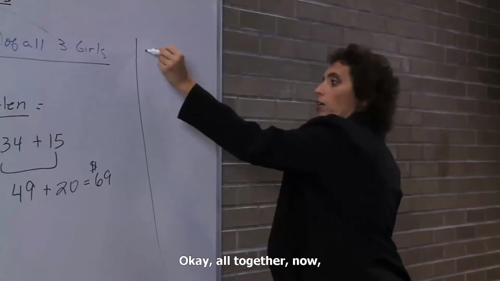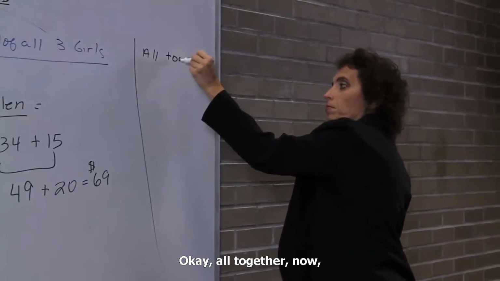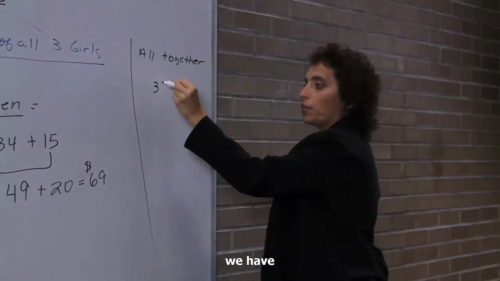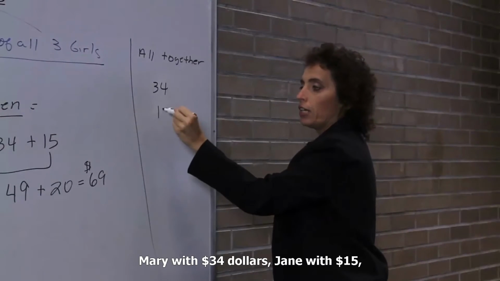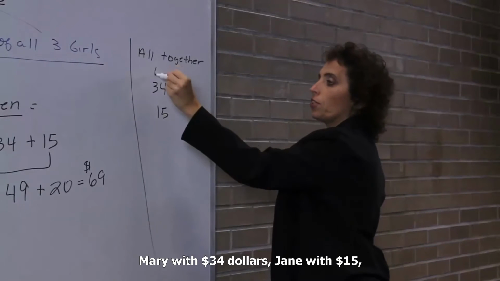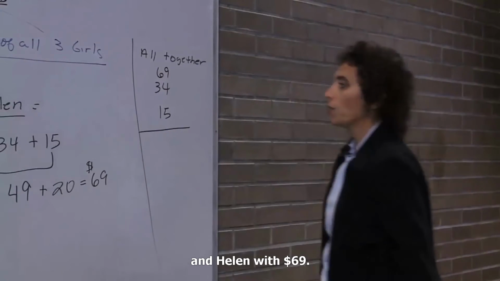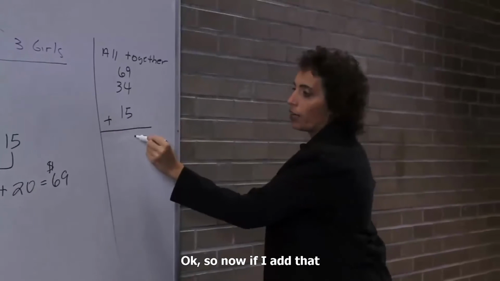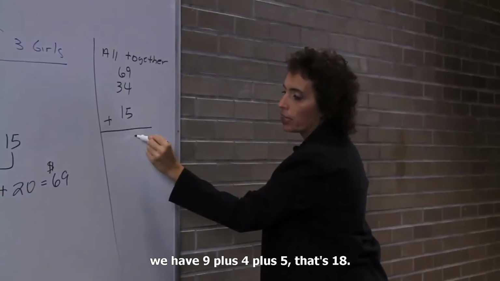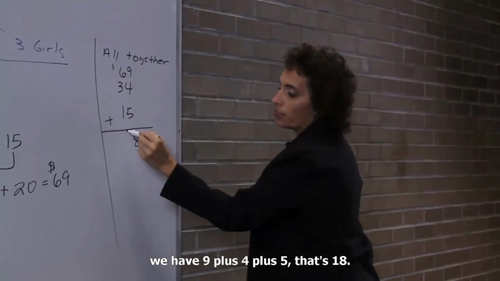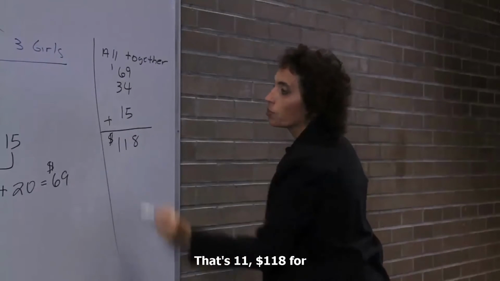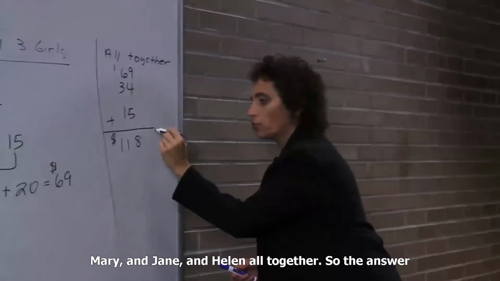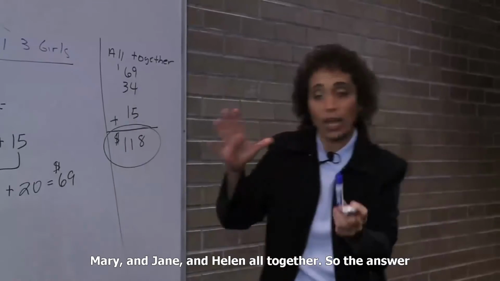But anyway, okay, all together now, we have Mary with $34, Jane with $15, and Helen with $69. Okay, so now if I add that, we have 9 plus 4 plus 5, that's 18. That's 11, $118 for Mary and Jane and Helen all together. So the answer is $118.